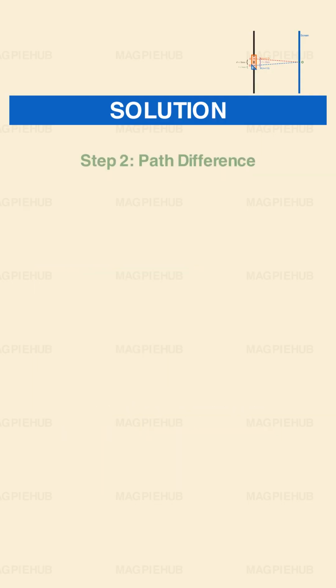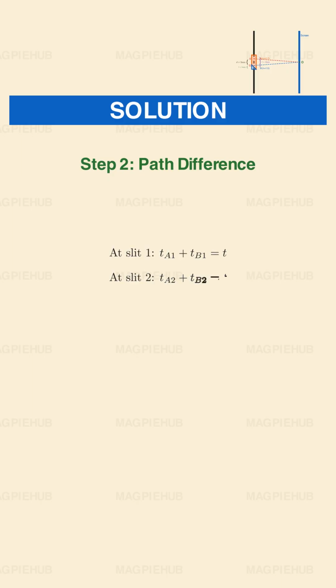Now, since the total thickness is T at both slits, the path through slit 1 involves thickness T_A1 of wedge A and T minus T_A1 of wedge B. Similarly for slit 2. The net path difference simplifies to (n_A minus n_B) times the difference in thickness of A at the two slits. This is because the terms involving (n_B minus 1) times T cancel out.